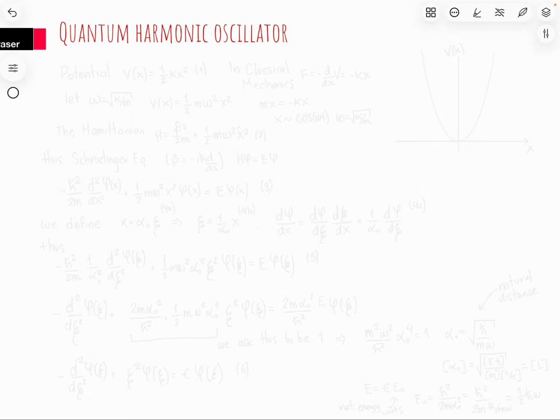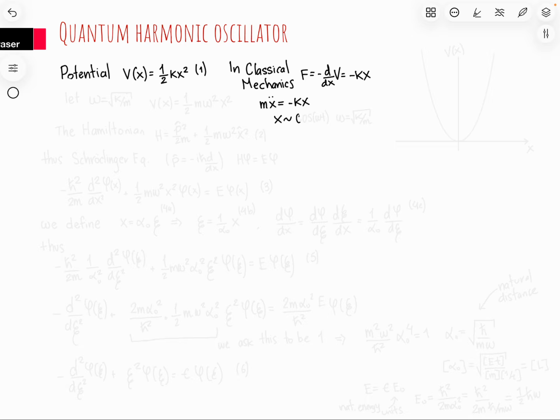Quantum harmonic oscillator. We consider a quadratic potential given by the expression in equation 1, which we know in classical mechanics gives you a force that is linear on position. Therefore, Newton's equation goes like this. And the solution in classical mechanics goes as a cosine with frequency omega, which is the square root of k over m.